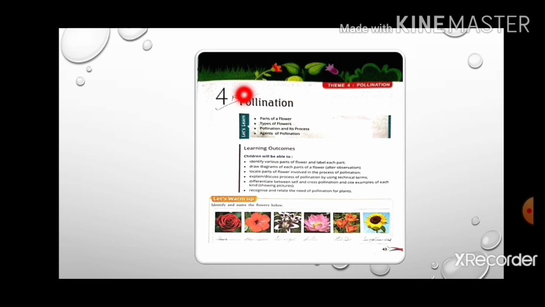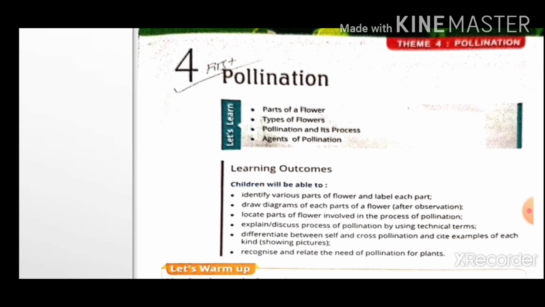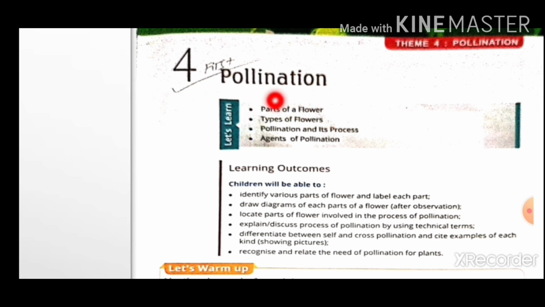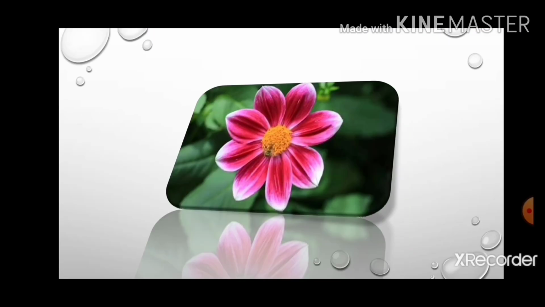Today we are going to start chapter 4, that is pollination. In this chapter we will discuss parts of flowers, types of flowers, pollination and its process, and agents of pollination. As we know, the flower is the most attractive part of the plant and it is the reproductive part of the plant. They produce seeds through which a new plant grows.